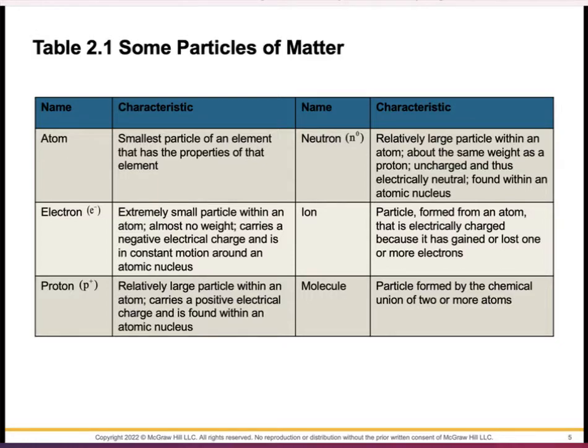Now, our protons are relatively large particles, just like our neutrons, but they carry a positive electrical charge. Protons carry a positive electrical charge, and they, just like the neutrons, are found within the atomic nucleus. Okay?